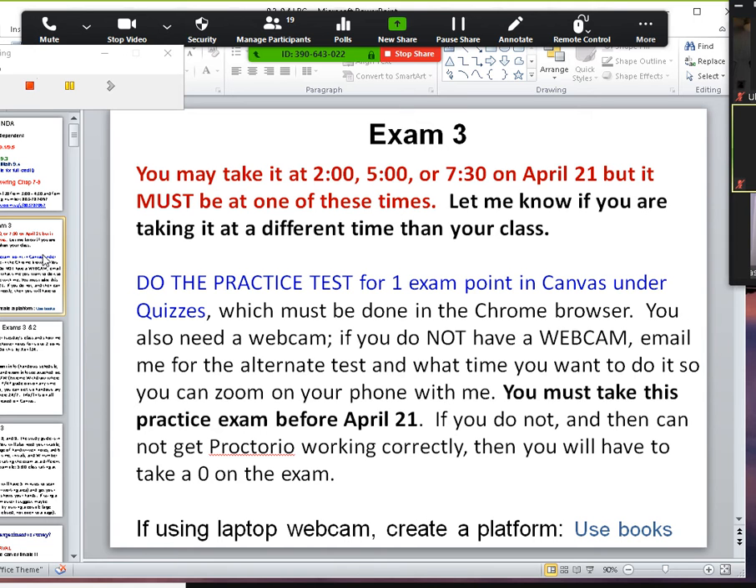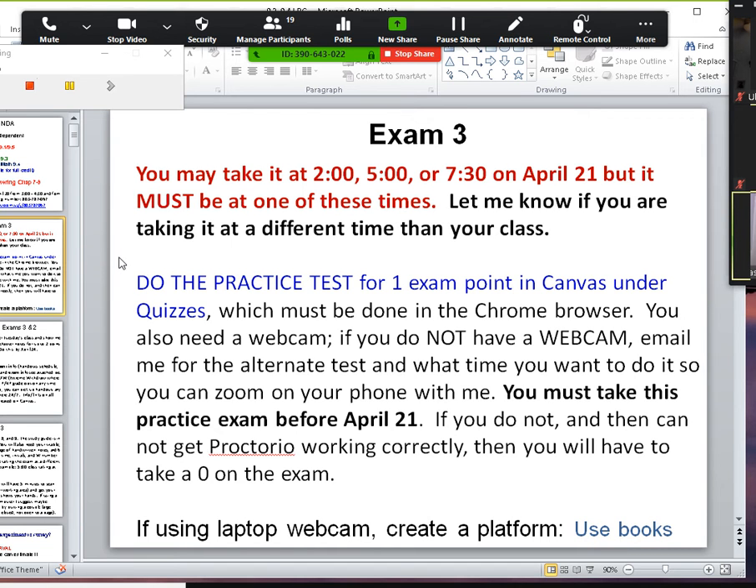You may take it at 2, 5, or 7:30 on April 21st, but it must be at one of these times. Let me know if you are taking it at a different time than your class. Do the practice test for one exam point in Canvas under quizzes, which must be done in the Chrome browser. You also need a webcam. If you do not have a webcam, email me for the alternate test and what time you want to do it, so you can Zoom on your phone with me. You must take this practice exam before April 21st. If you do not, and then cannot get it working correctly, then you will have to take a zero on the exam. If using a laptop webcam, create a platform.